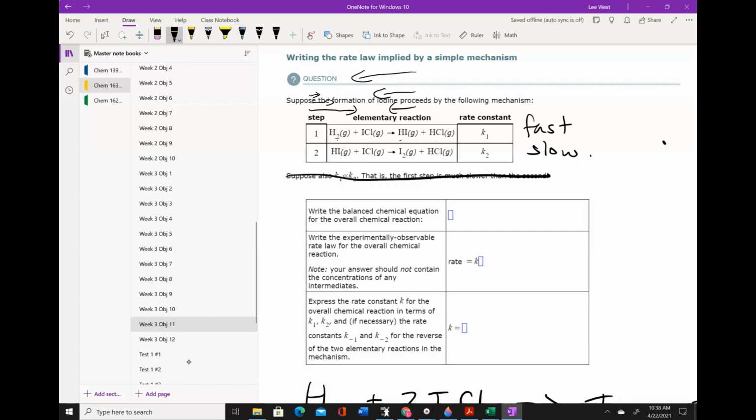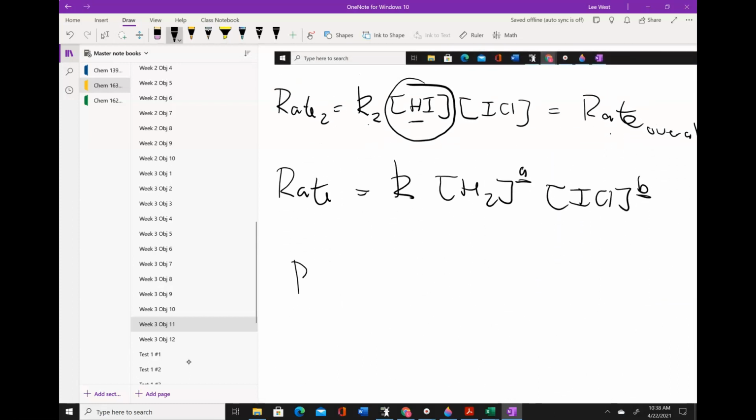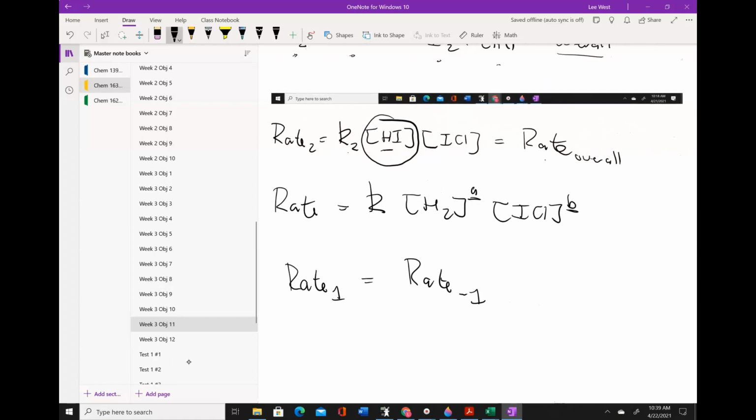And eventually you reach that point of equilibrium where the rate of the forward reaction equals the rate of the reverse reaction. So the rate of the forward reaction for the first step becomes equal to the rate of the reverse reaction for the first step. And that's our key to getting an expression for the concentration of HI in terms of the reactants and products that appear in our overall equation.